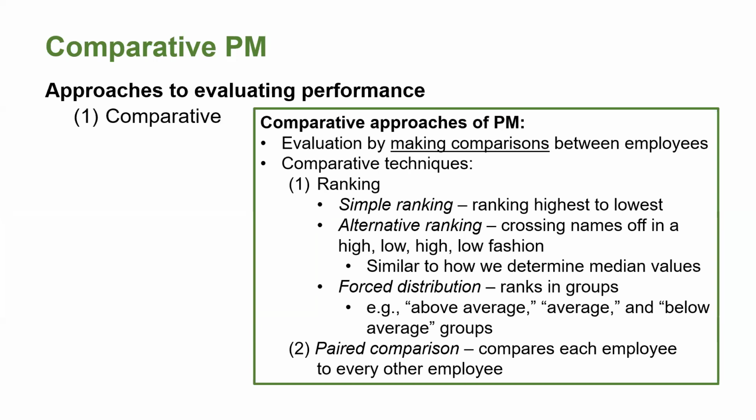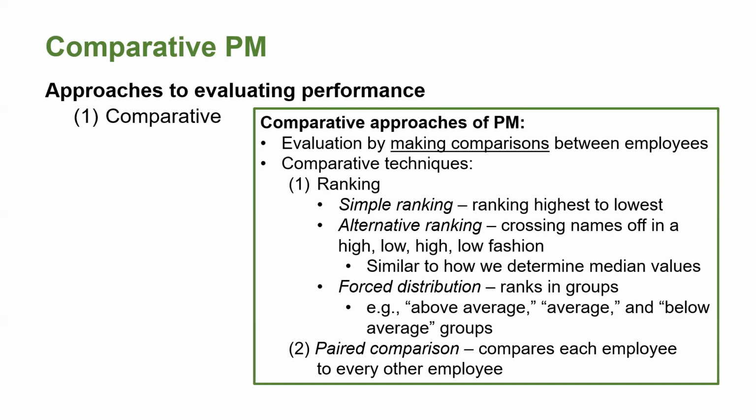So you would cross off the highest performer, then the lowest performer, then you would cross off the second highest performer, and then the second lowest performer, and so on. And you would continue the process until you got to the middle person, and this person would reflect your average employee. You could also use a forced distribution where you rank everyone in groups. For example, you've got an above average group, an average group, and then a below average group.